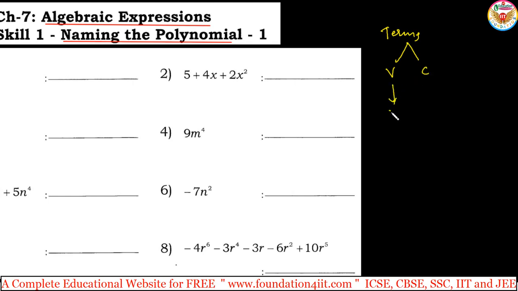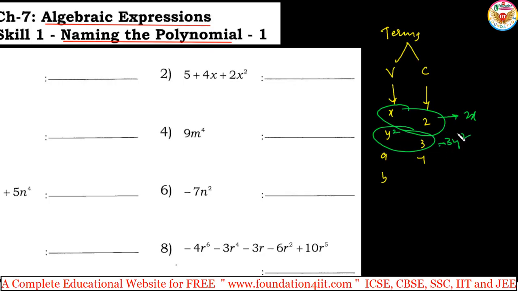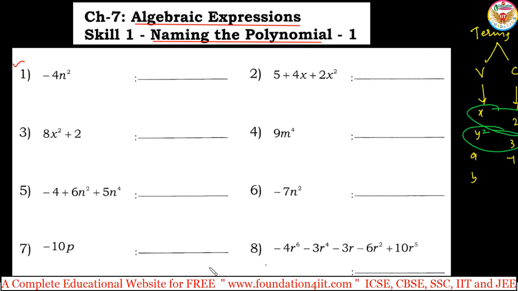For example, variables are x, y, a, b, c, and so on. Constants like 2, 3, -1, these are all numbers. If you join variable and constant, like 2x, or if I write 3y square, these are all the terms. Terms separated with plus or minus make an expression. So depending on the number of terms, we have the names.